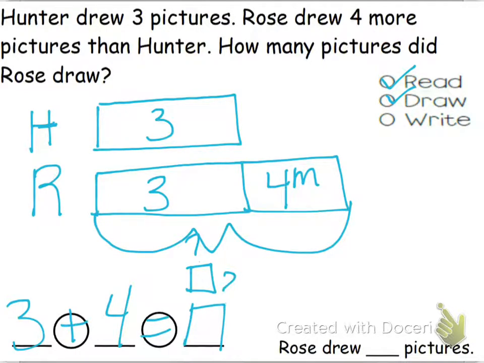Now, how can we figure this out? Well, you could draw a picture of 3 circles and 4 circles and count them. You could also count on. You could start with the bigger number in your brain and then count on 3 times. So you could say 4, 5, 6, 7. So you know it's 7. Some of you may already know 3 plus 4 equals 7, and that is perfect too. So Rose drew 7 pictures.